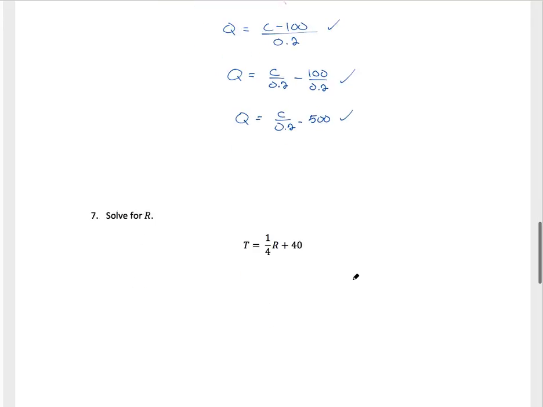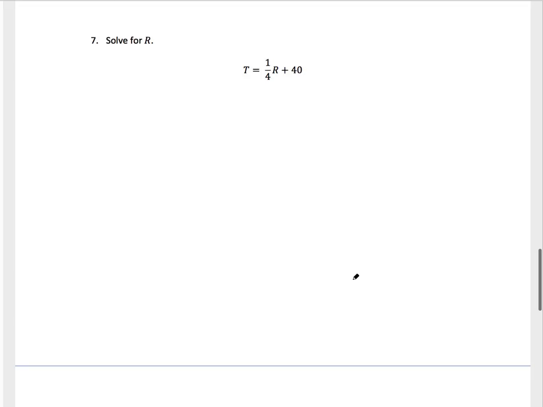Let's take a look at the last example here. So here we have an equation for t. t equals 1/4 r plus 40. We're trying to solve for r. So again, we're solving for the other variable, which means that r is going to be the inverse function of t. So let's go ahead and do that.